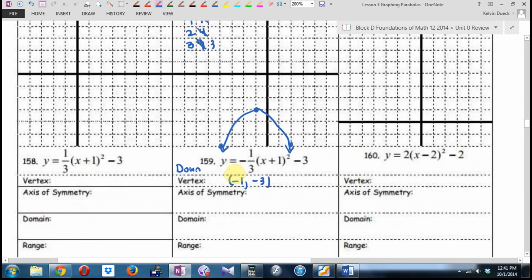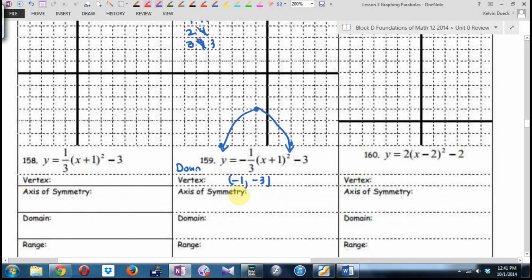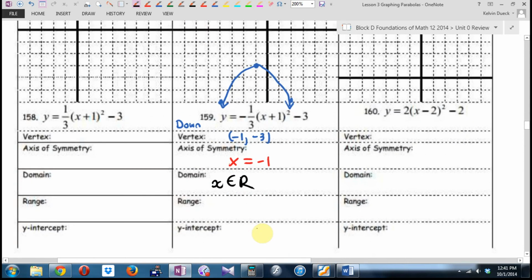Axis of symmetry. X equals -1. Domain, all reals. Range, everything above or everything below? Less than or touching. Range is Y, and everything below -3. Y-intercept, this is a yucky decimal. I'm going to say, forget it.